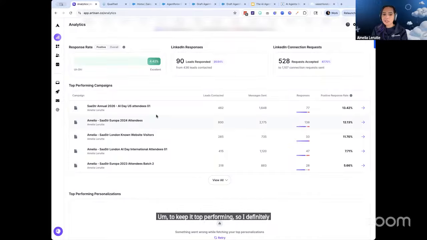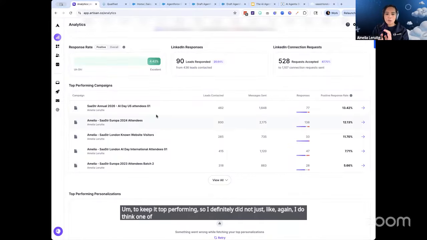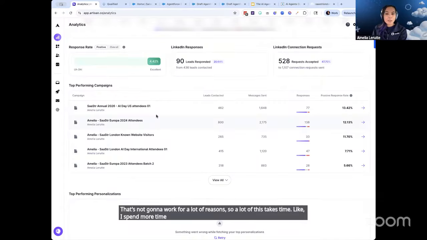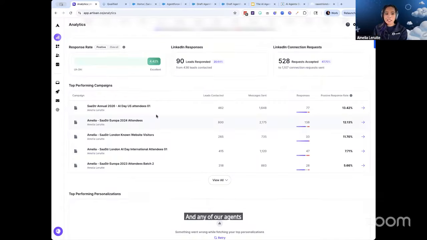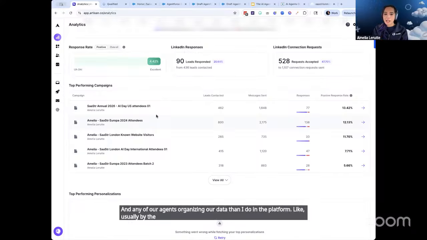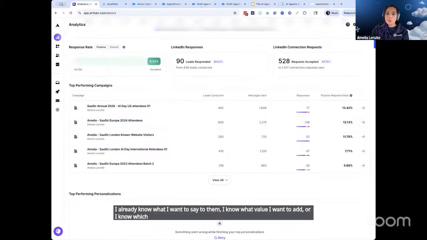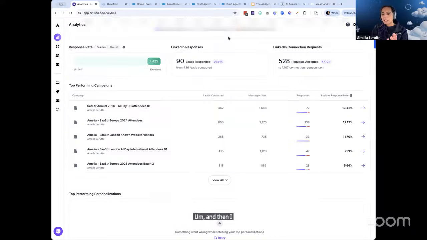So I definitely did not just, again, I do think one of the double-edged swords on Artisan in particular is it's almost too easy sometimes to look at it like a Marketo or an Outreach and say, okay, I can just load up my contacts, put them into a couple of different campaigns and let it run. That's not going to work for a lot of reasons. So a lot of this takes time. I spend more time outside of Artisan and any of our agents organizing our data than I do in the platform. Usually by the time I get to the platform, I already know what I want to say to them. I know what value I want to add, or I know which CTA I want to try and push them into. And then I go from there. So it's really almost the last step by the time I actually get into the platform.